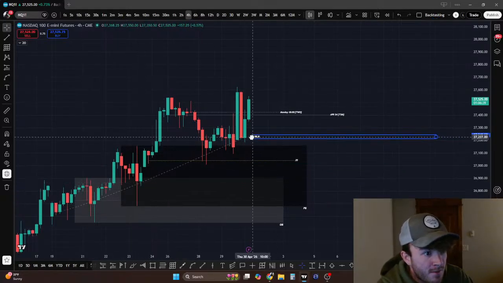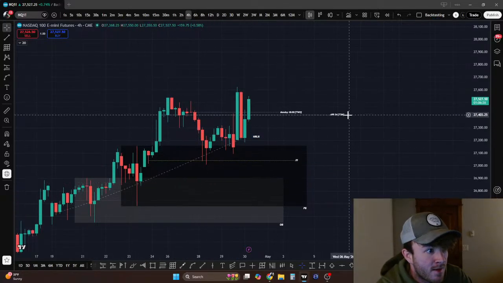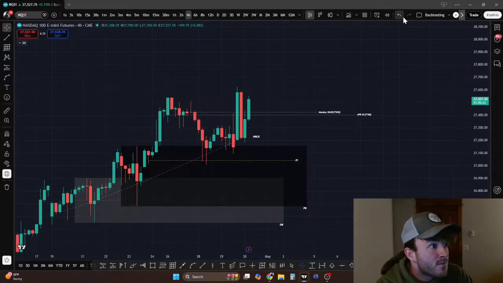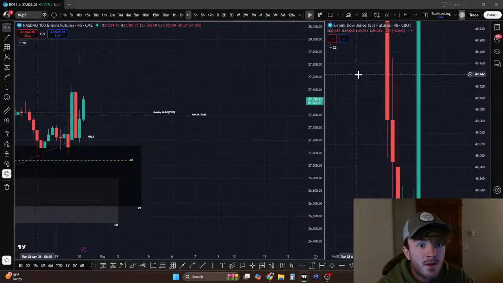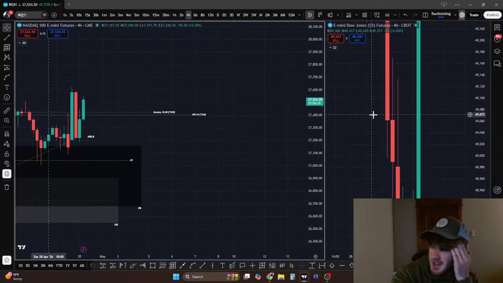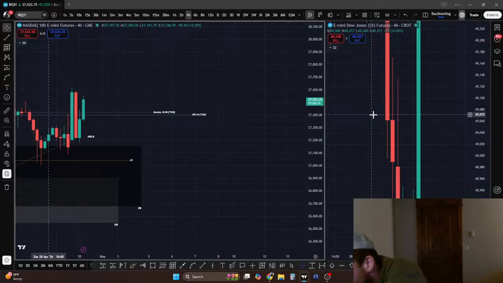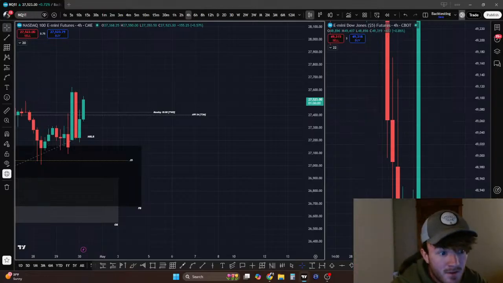Okay, so market maker buy model. Yeah, I think eventually I am gonna get more screens. I want to be able to look at S&P and YM without having to switch this.